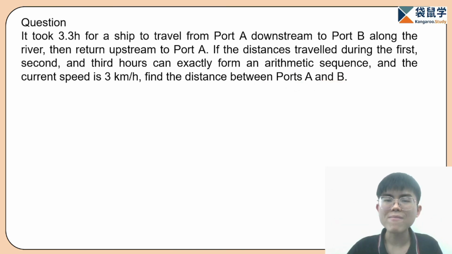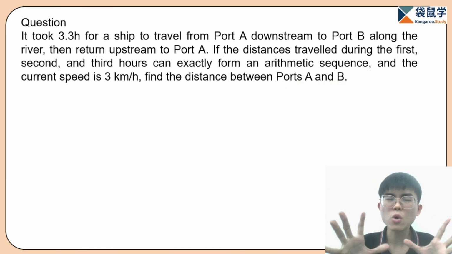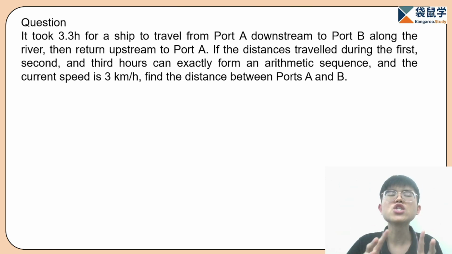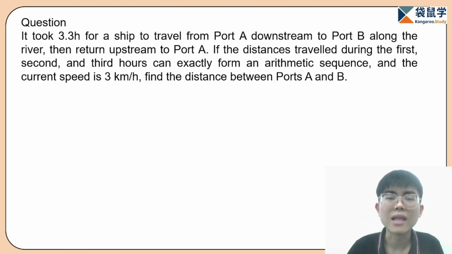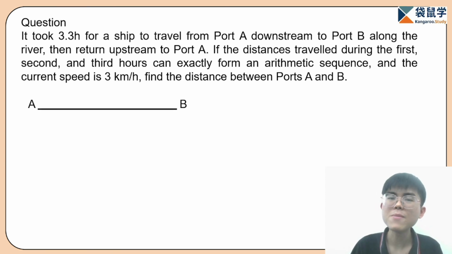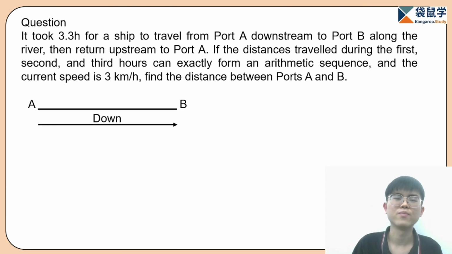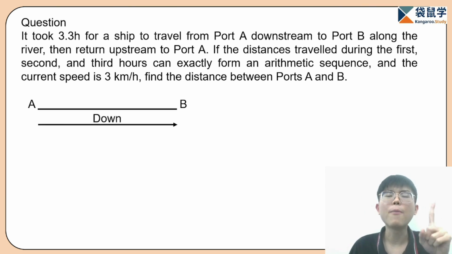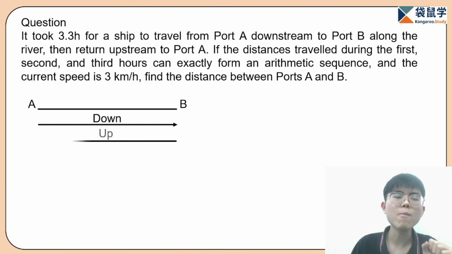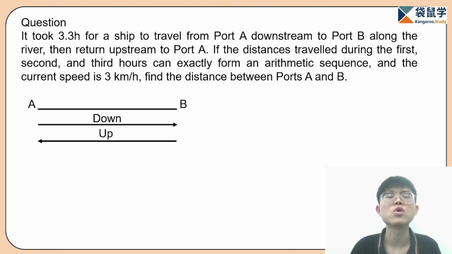So everyone, you can see that this is a distance problem, right? So we can try to draw the routing line. In this case, we have port A to port B, and we know that the ship will travel from port A to port B downstream. And then it will travel from port B to port A upstream. And we say that it took a total of 3.3 hours.